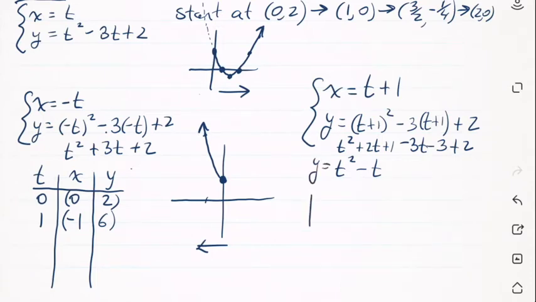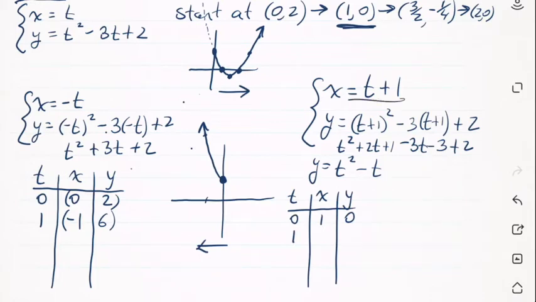So if I do a table of this one, if I let t equal 0, we're going to get 1 for x and 0 for y. So now we're starting at 1, 0, which is our first x-intercept. Now if I let t equal 1, we're going to get x is equal to 2, y is equal to 0. All right, and if I let t equal 2, just for the fun of it, we're going to get 3 for x and 4 minus 2, 2 for y.